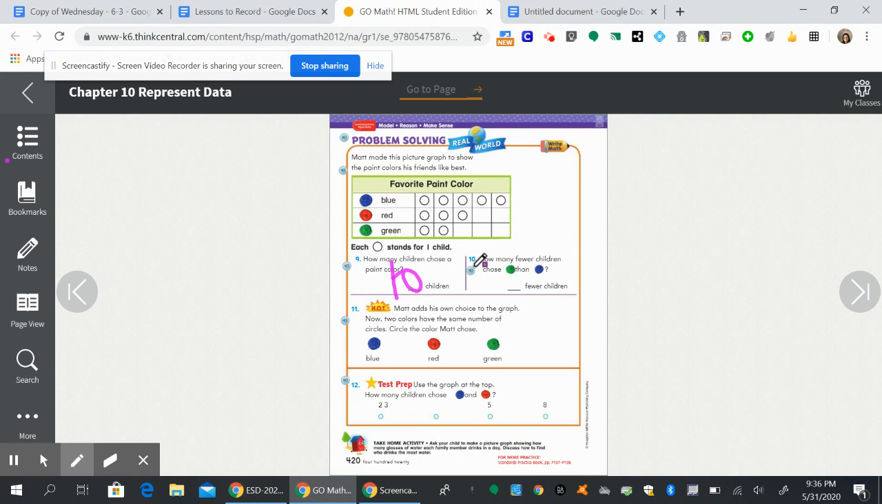How many fewer children chose green than blue? So we go back to that how many more, how many less. I need to subtract. So how many blue? There's 5. How many green? There's 2. 5 minus 2 is 3. So 3 fewer children chose green. You can also make a partner. How many do not have a partner? 3.